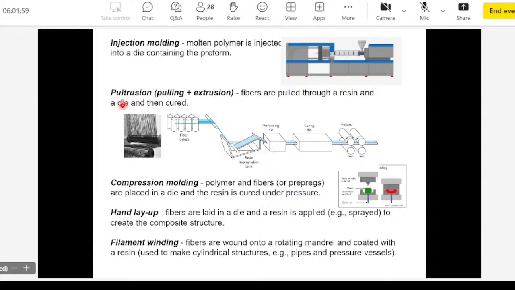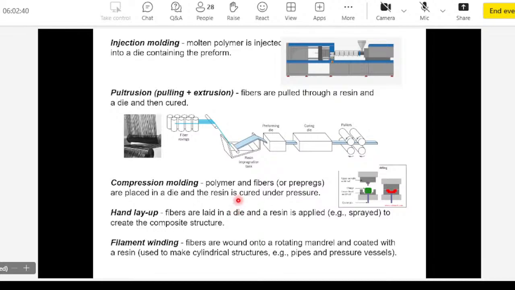Another method is pultrusion, which is basically a combination of pulling and extrusion process. So in this process, fibers are pulled through a resin and then a die, and then they're cured. This is a fiber bundle, carbon fiber bundle, for example. It goes through a tank in which you have resin. So you get a coating of resin on the fibers, and that coated fiber goes through a die where it is actually shaped in a part. And then the shaped part goes through a curing die where the polymer is cured to make the final composite material.